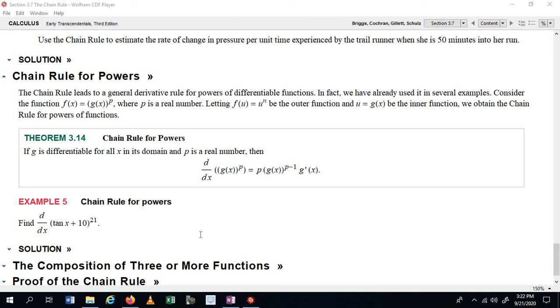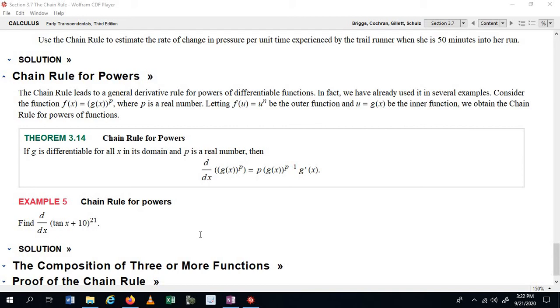Hello again. In this video, I'm going to go over Theorem 314, which is about the chain rule for powers. And so here's what the theorem says. If g is differentiable for all x in its domain, and p is a real number, then the derivative of g of x raised to the p power is equal to p times g of x raised to the p minus 1 power times g prime of x.